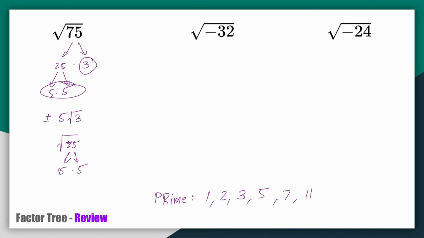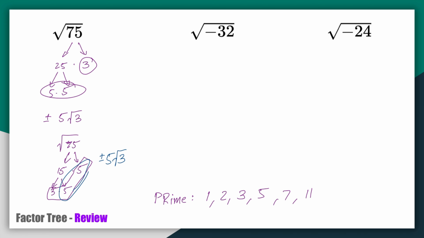15 times 5. Well, 5 is a prime number. 15 is not, and 15 is not a perfect root, so we can't just pull it out. We get 3 times 5. So our prime factorization is 3 times 5 times 5. Notice how, again, we ended up with 2 5s that we can pull out. So we get, again, 5 times the square root of 3, plus or minus 5 times the square root of 3.